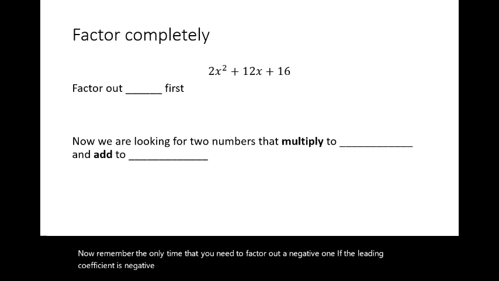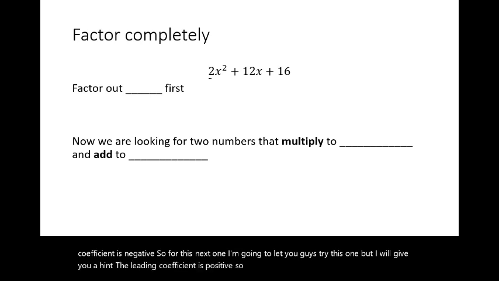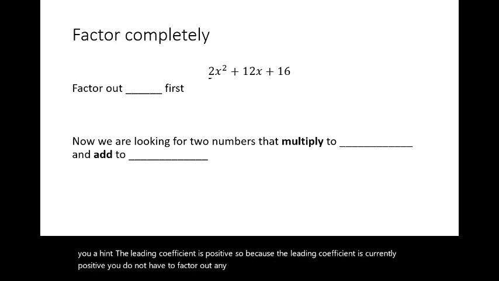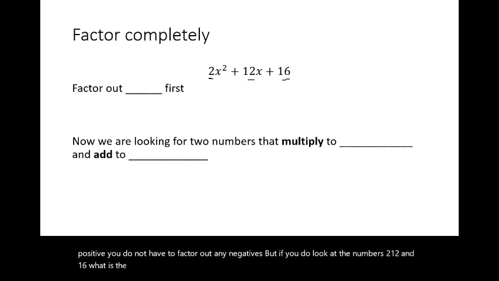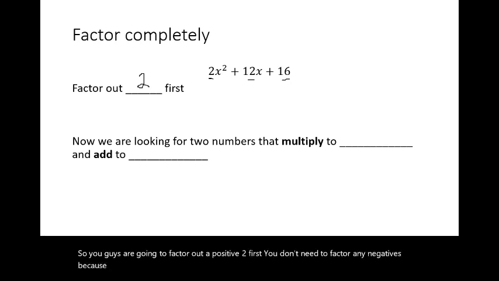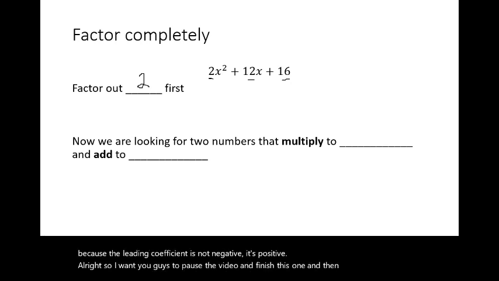So for this next one, I'm going to let you guys try this one, but I will give you a hint. The leading coefficient is positive. So because the leading coefficient is currently positive, you do not have to factor out any negatives. But if you do look at the numbers 2, 12, and 16, what is the largest number that goes into all of those? They are all divisible by 2. So you guys are going to factor out a +2 first. You don't need to factor out any negatives because the leading coefficient is not negative, it's positive. All right, so I want you guys to pause the video and finish this one and then resume the video when you are done working.